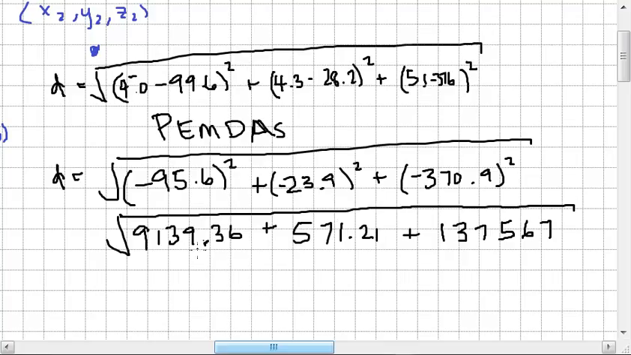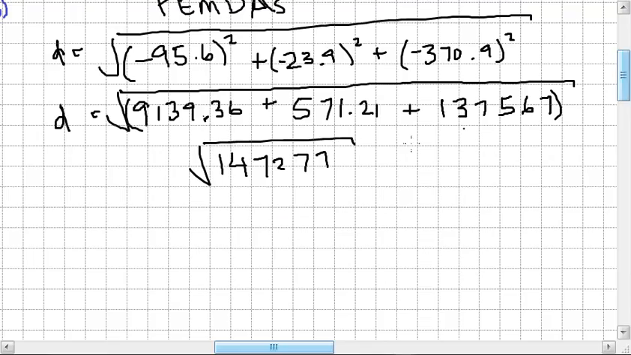All right, now before I take the square root, I'm going to need to do the stuff inside of the square root first. So it's almost like a parentheses that should go in there. So I'm going to add, let's see, 571.21 plus 9139.36 plus 137,567, and I end up getting this number, 14,727.70. There we go.